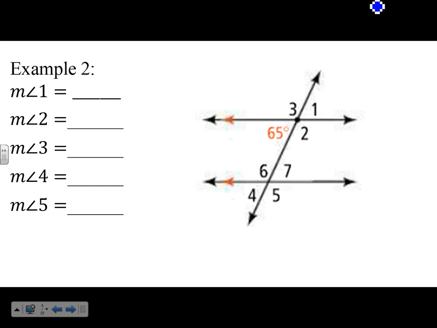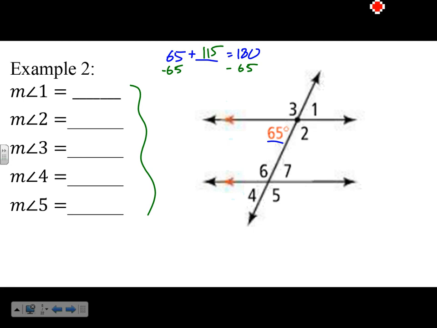One thing that I like to do a lot with this is you realize that every one of these angles they show you, it's either going to be 65 or it's going to be supplementary. So before I even do anything, I find out what the supplementary angle is to 65. They have to add up to be 180. So 180 minus 65 is 115. So your answer for every one of these is either going to be 65 or 115.